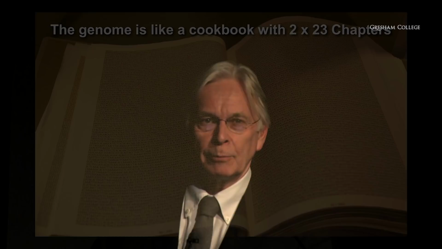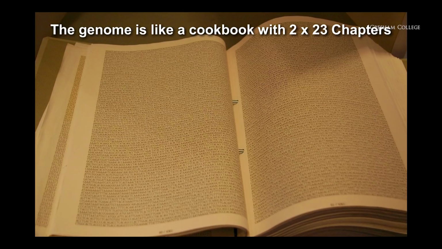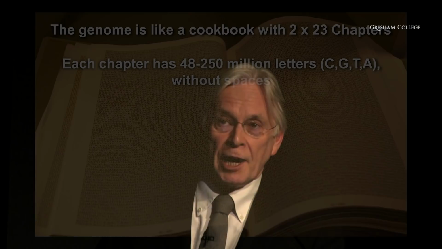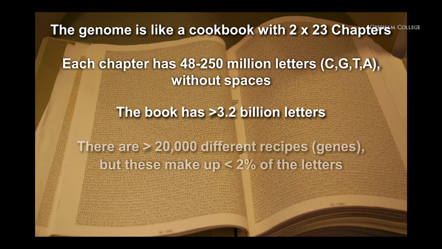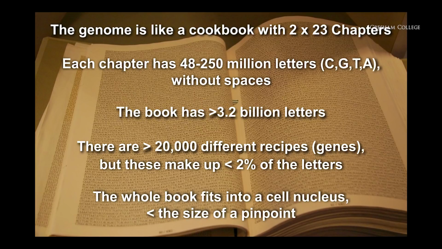Wikipedia is sometimes very good at summing things up, and I think their description of how this is all put together is quite useful. The genome is like a cookbook with 2 times 23 chapters. The 2 times 23 refers to the chromosomes we have. We have 46 chromosomes in 23 pairs, and the DNA is crammed into those. Each chapter in that cookbook has somewhere between 48 and 250 million letters of these CTGA nucleotide sequences, and there are no spaces in between them, as you can perhaps see on the book. The book has 3.2 billion letters, and there are 20,000 different recipes, that's the genes that we talked about before, only making up 2% of those letters. And the whole book fits into a cell nucleus which is smaller than the size of a pinpoint, which is quite an extraordinary piece of packing.